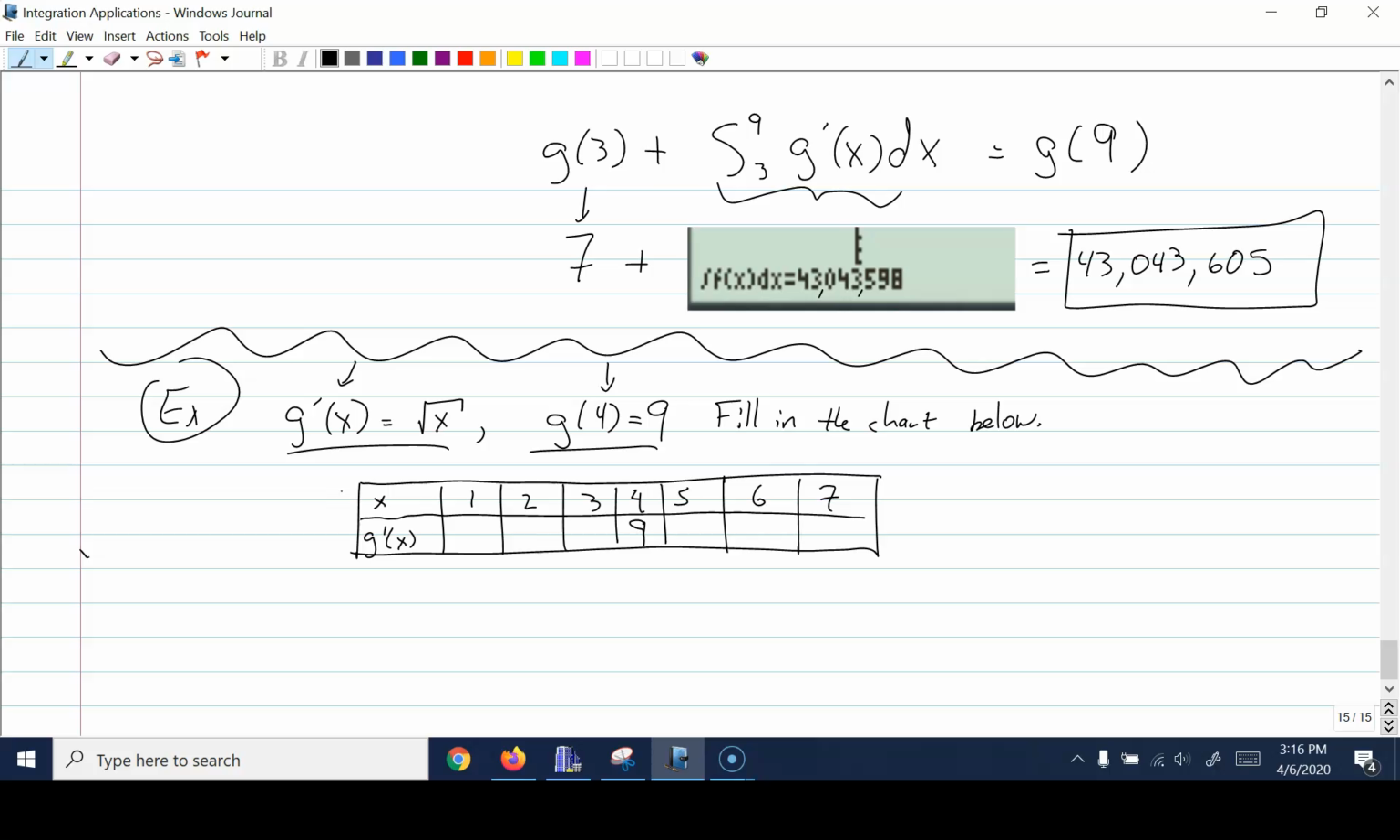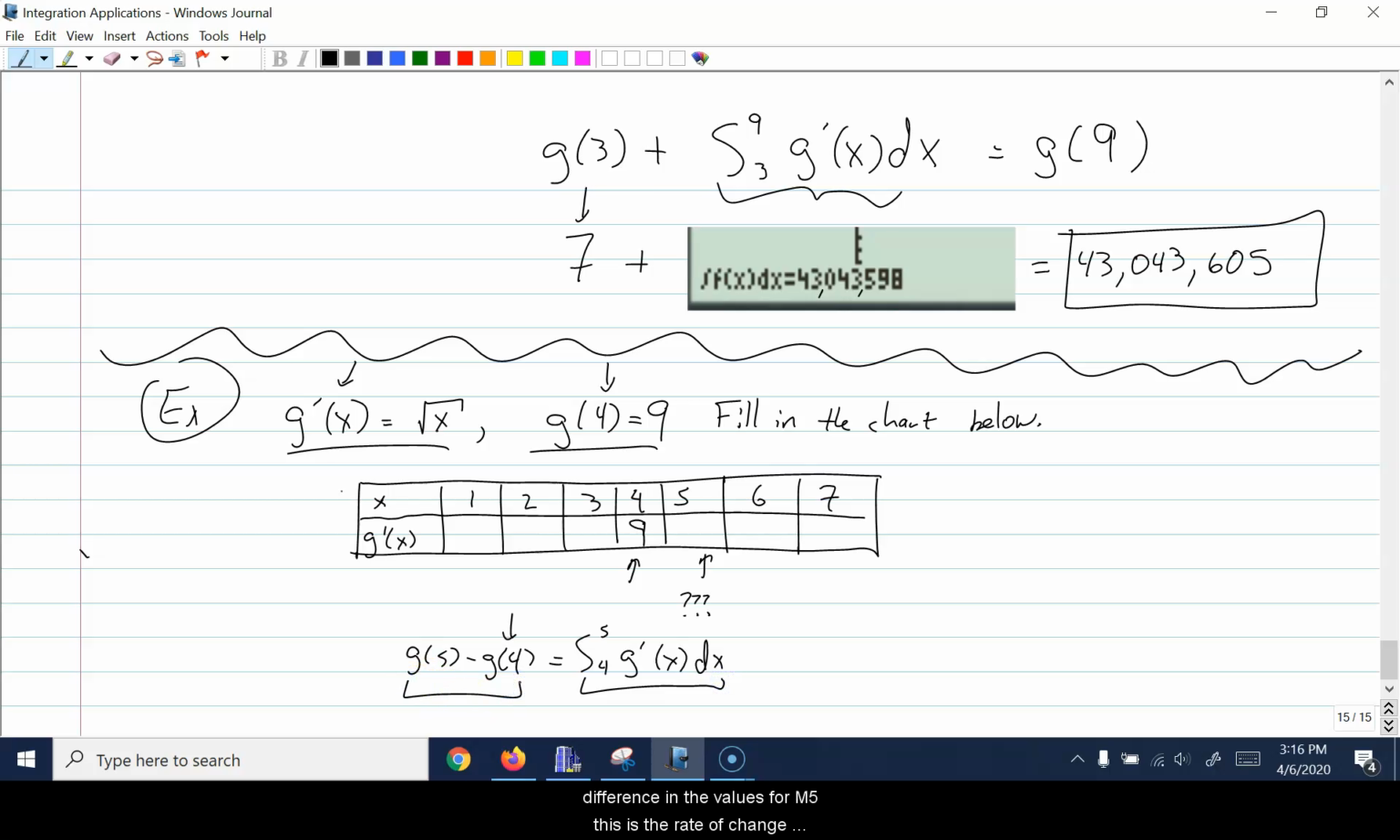But how would I know g of 5? I can know anything I want about g. In this example, I want to know these 6 unknown things about g. How would I find g of 5? The thing I know is that g of 5 minus g of 4, why 4? Because 4 is the point I know, is the integral from 4 to 5 of the derivative. Integrating the derivative from 4 to 5 gives you the difference in the values at 4 and 5.